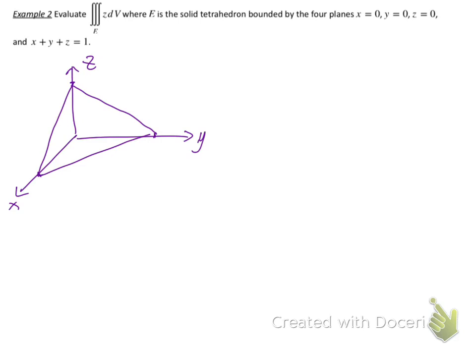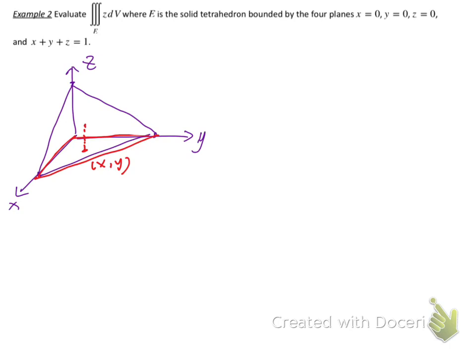How are we going to express this V as an iterated integral? I'm going to imagine I push the whole tetrahedron down onto my xy plane. What will happen? All I'm going to get is this triangle. Not only that, but for each xy pair, I draw a perpendicular, vertical line.